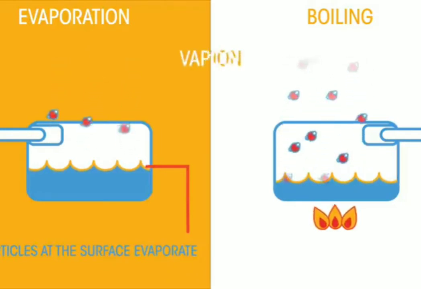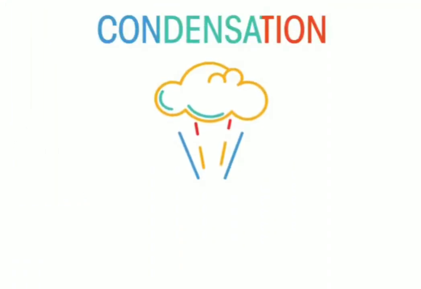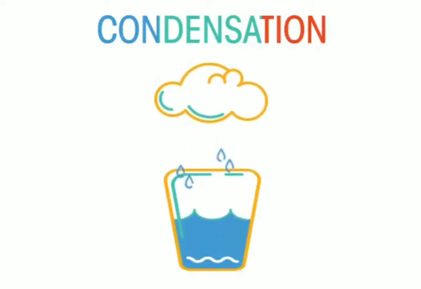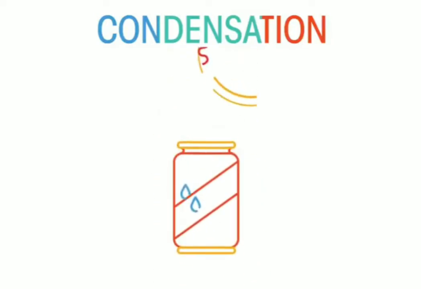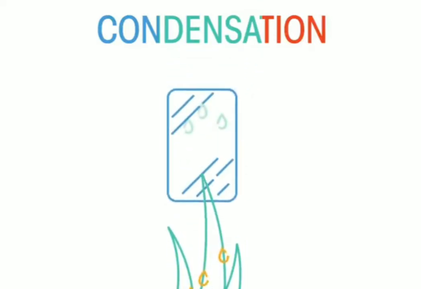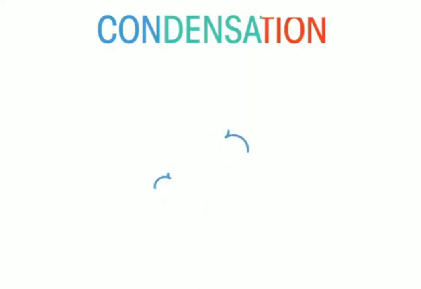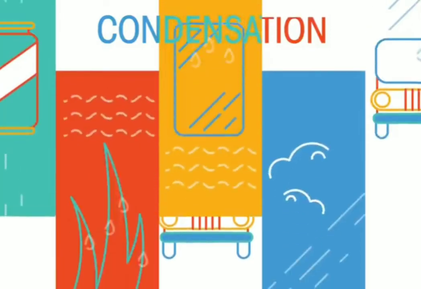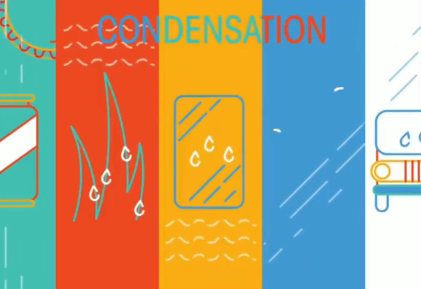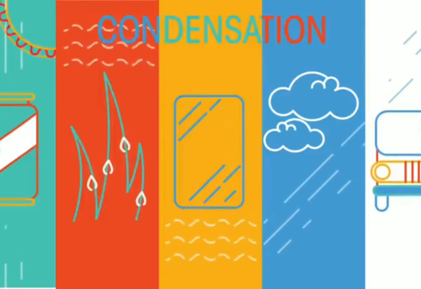Both are types of vaporization. The opposite of these vaporization processes is condensation, the transition from a gas to a liquid. Think of a cold can of soda on a hot day, those water droplets on the outside, or the dew on the grass in the morning, or the steamed up mirror after a hot bath, even the clouds in the sky, or a foggy windscreen in a car. These are all examples of condensation. Water vapor in the air has cooled down to form liquid droplets of water.